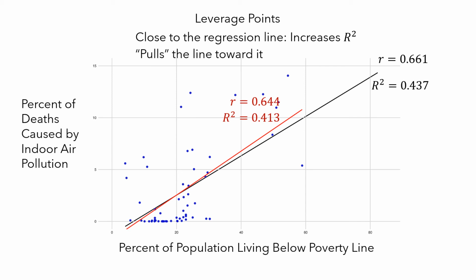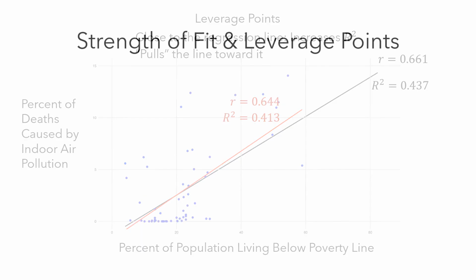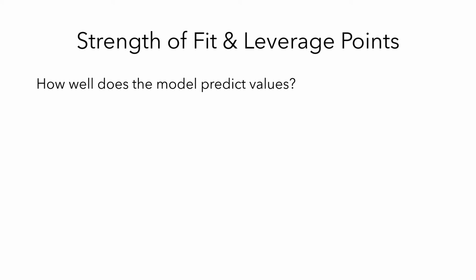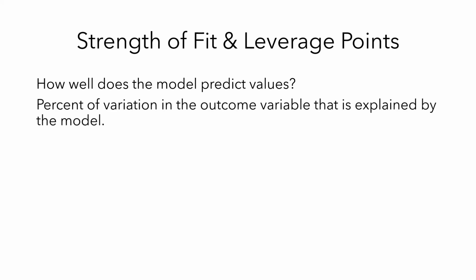Now, let's review what we saw in this video. In this video, we started with a model for data and asked how well the model predicted the values in the data. To do this, we computed the percent of variation in the outcome variable that is explained by the model. To perform this computation, we first computed the total sum of squares, which was the total amount of variation in the data from the overall mean of the outcome variable.